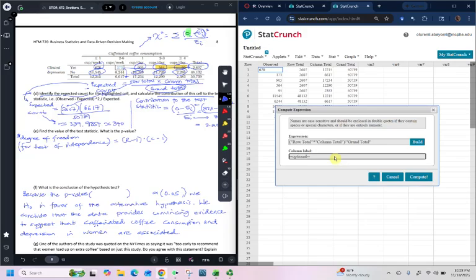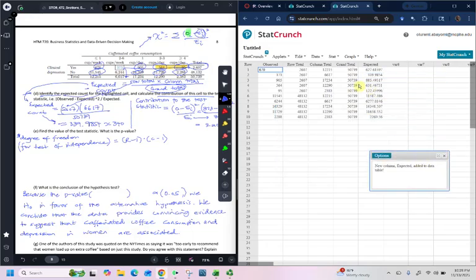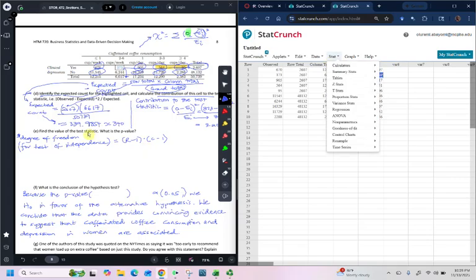Column label, I can call it expected column, and let's compute. Good. And that's it. You will notice that for 373, the one we highlighted earlier, which we computed by hand, we got 339.9854. That value is right here. The beauty of StatCrunch is that it has computed for every cell in one go. Now we have the observed, which is our O, the expected, which is our E, and to get the value of the test statistic, we will need first the degree of freedom.